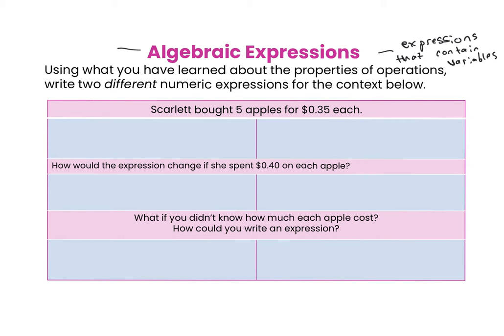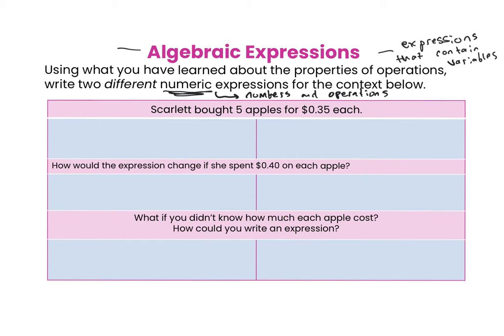So our instructions are, using what you learned about properties of operations, write 2 different numeric expressions for the context below. So numeric means just numbers and operations. So this is like that formative we did where we were looking at all these situations and we were writing equivalent expressions. So we're going to write 2 different numeric expressions, and then we're going to write an algebraic expression. So in this story, Scarlett bought 5 apples for 35 cents each.